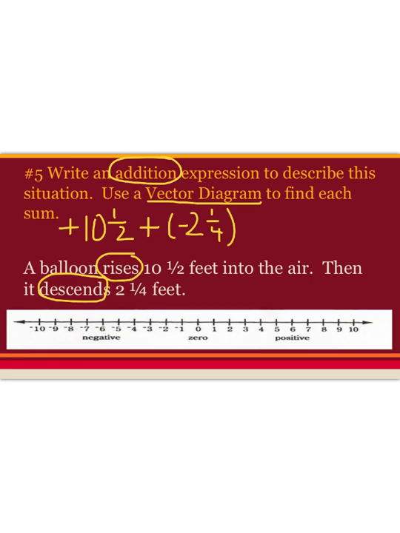All right, I'm going to change my colors and start my vector diagram. I'm going to start at 0 like always. My 10.5, the positive means I'm going to move to the right. And I'm going to move to the right 10.5 spaces. So that's about right here. I'm going to estimate. My negative 2 1/4, I'm going to move it back to the left 2 whole spaces and 1/4 of another. So I'm going to move back 1 to 9.5. 2 to 8.5, and another 1/4 to 8 1/4.